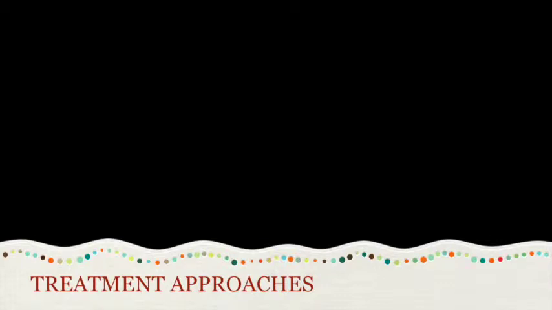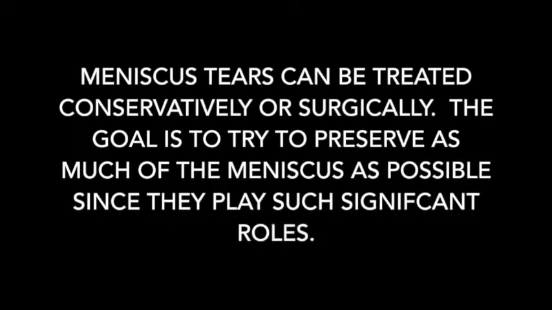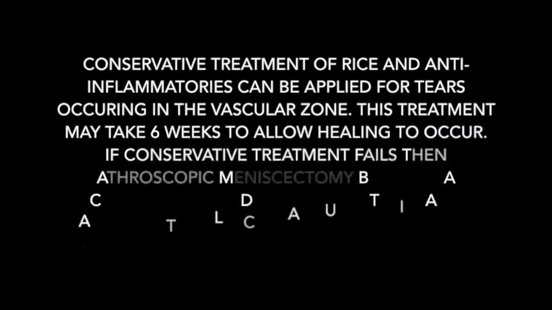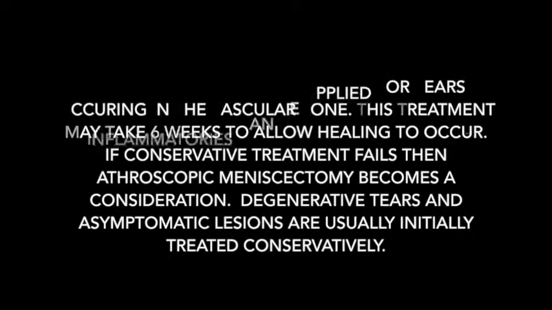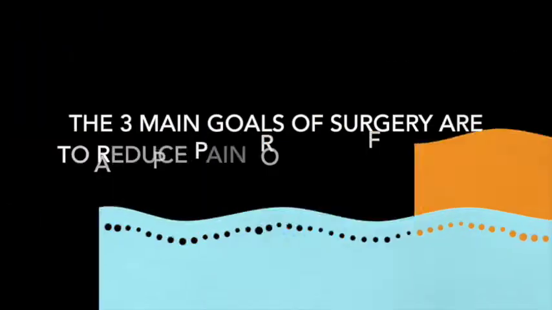Treatment approaches. Meniscus tears can be treated conservatively or surgically. The goal is to try to preserve as much of the meniscus as possible. Conservative treatment of RICE and anti-inflammatories can be applied for tears occurring in the vascular zone. This treatment should be done for about 6 weeks to see if healing will occur, and if not, an arthroscopic meniscectomy becomes a consideration. The 3 main goals of surgery are to reduce pain, restore function, and prevent osteoarthritis.